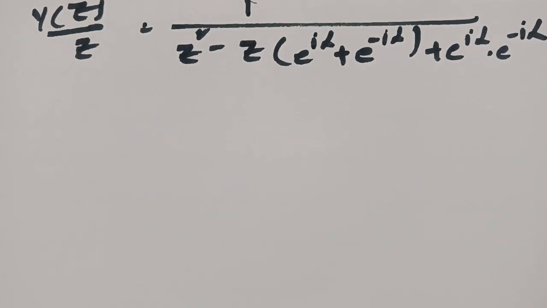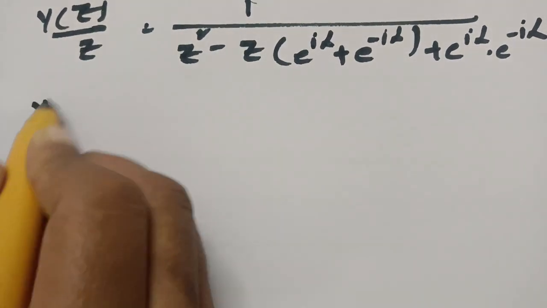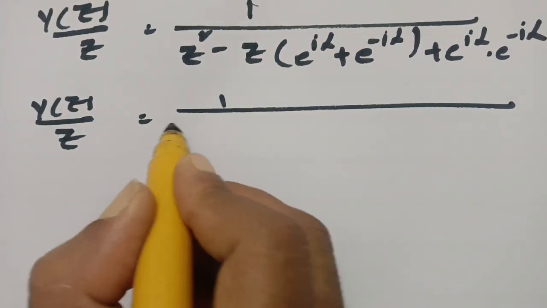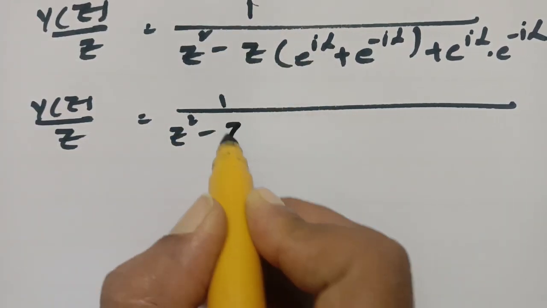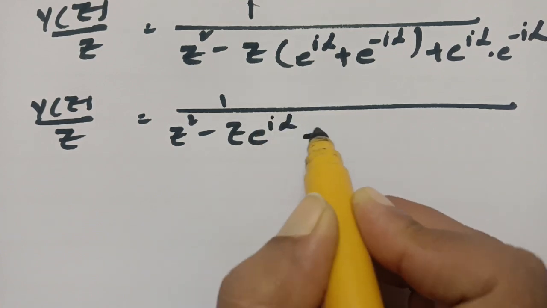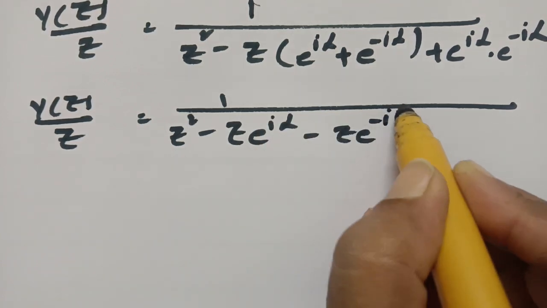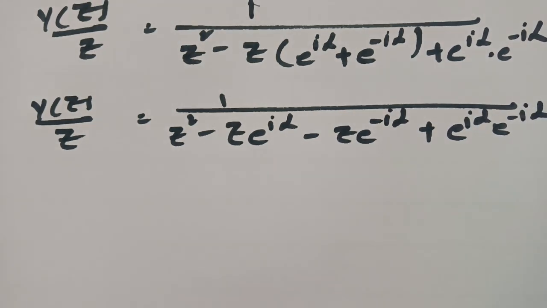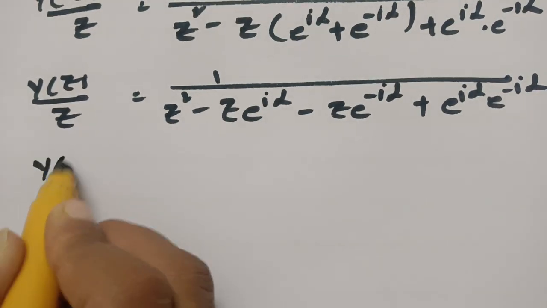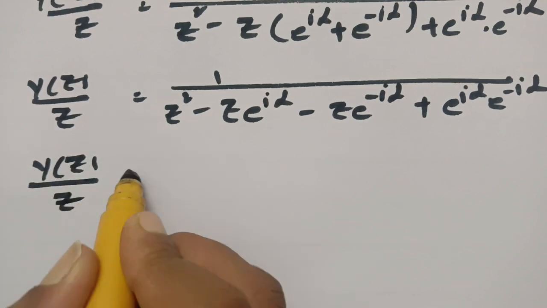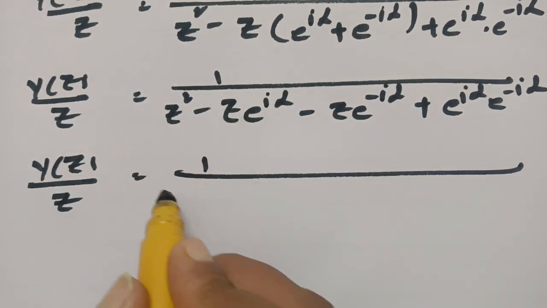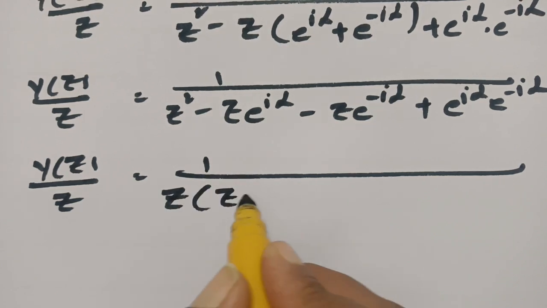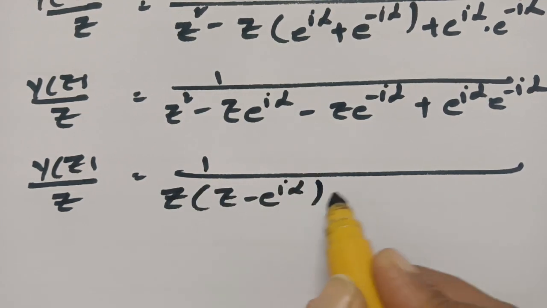And now see, I'll multiply this one. So y of z by z is equal to 1 by z square minus z into e power i alpha minus z into e power minus i alpha plus e power i alpha into e power minus i alpha. Therefore y of z by z is equal to, so now I can take z common from this. So if I take z common, this will be z minus e power i alpha.